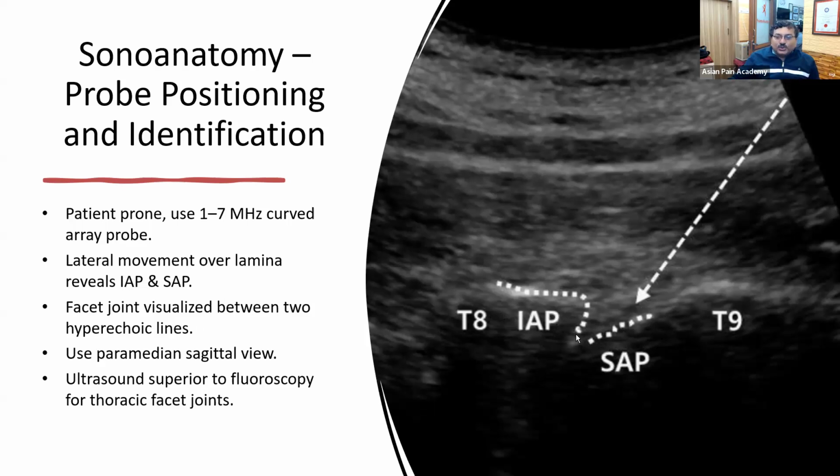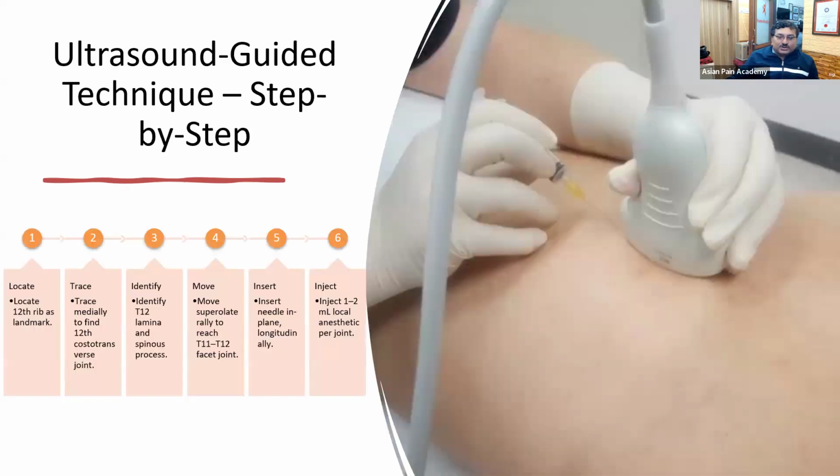And here the view we use is the paramedian sagittal view, and ultrasound is sometimes superior to fluoroscopy in case of thoracic facet joints. Okay, because in fluoroscopy, going through the angle sometimes becomes more difficult, whereas in ultrasound, if we go in a much more angular plane, the needle visualization actually improves.